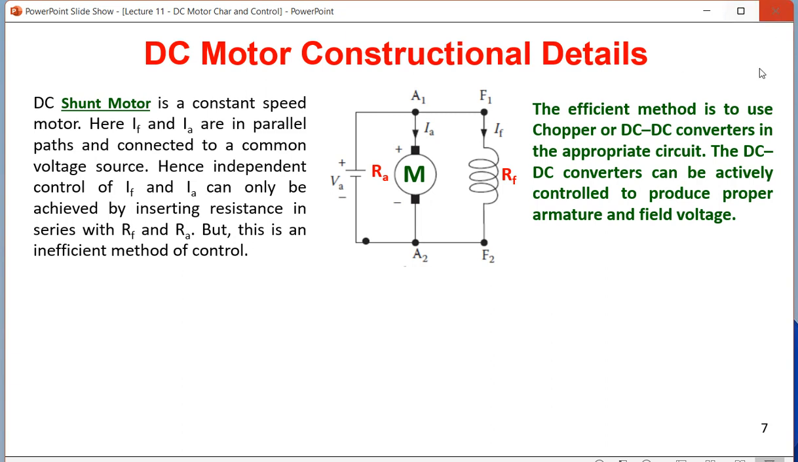So an efficient method is to use a chopper. So this is rheostat control and chopper control. Chopper control we are going to see next day. A chopper is nothing but a DC to DC converter. Okay, so we are going to see the chopper in detail in the next lecture.